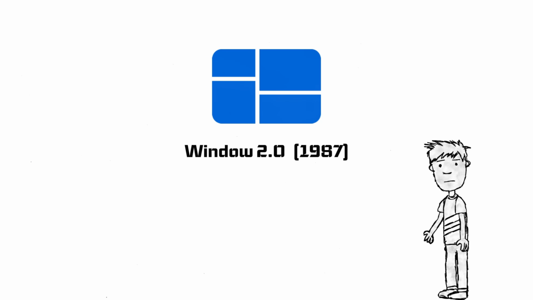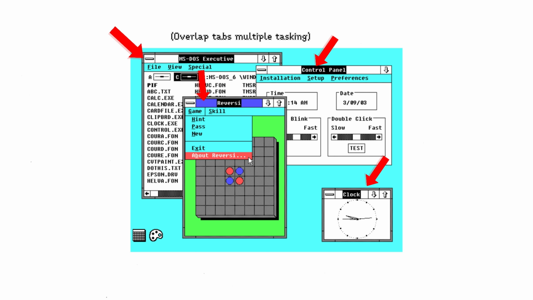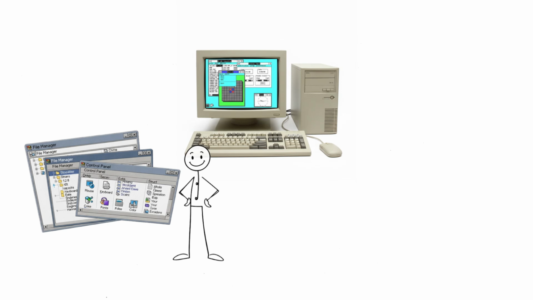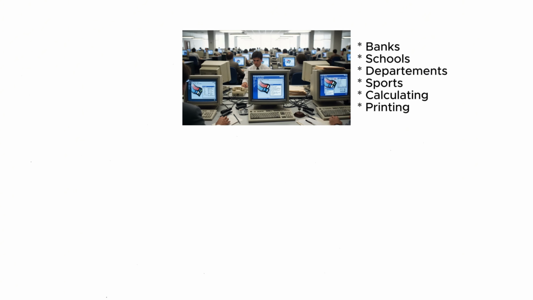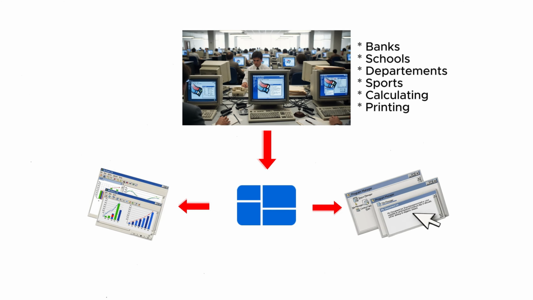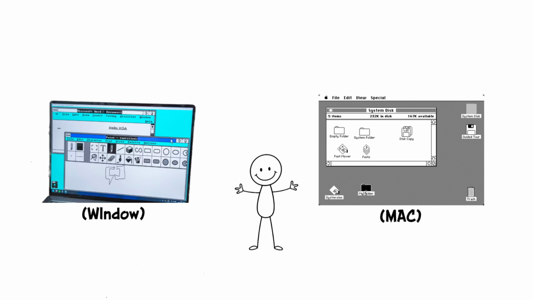Windows 2.0. Windows 2 allowed windows to overlap on top of each other. This made work easier because people could open Word and Excel at the same time. Many businesses started using Windows because of this multitasking. Some design ideas looked similar to Apple's system, and it even caused a legal fight, but Windows continued to grow.